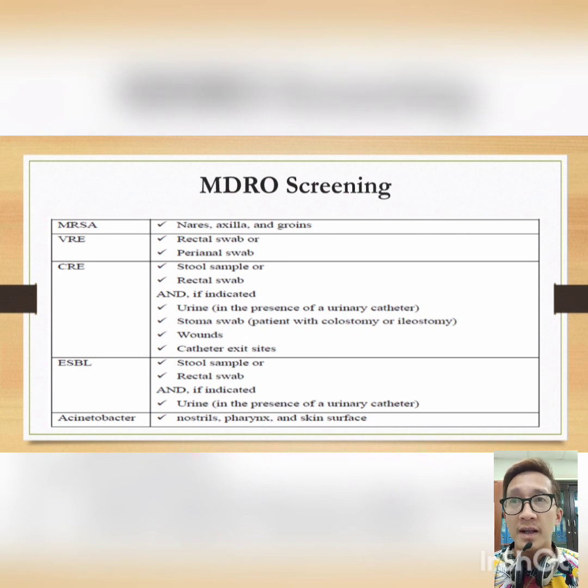For your CRE, stool sample or a rectal swab. And if indicated, urine in the presence of a urinary catheter, stoma swab, patients with colostomy or ileostomy, wounds, catheter exit sites. For ESBL, stool sample or rectal swab, and if indicated, urine in the presence of a urinary catheter. And last, for Acinetobacter, nostrils, pharynx, and skin surfaces.